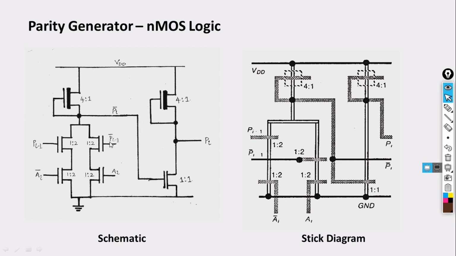If you look at only the NMOS, my pull up is 4:1, whereas my pull down has two different ratios. One ratio is 1:2, and one more ratio is 1:1. So if we calculate again, my NMOS logic is also going to take some more area when compared to CMOS, so it is better to go for CMOS logic.